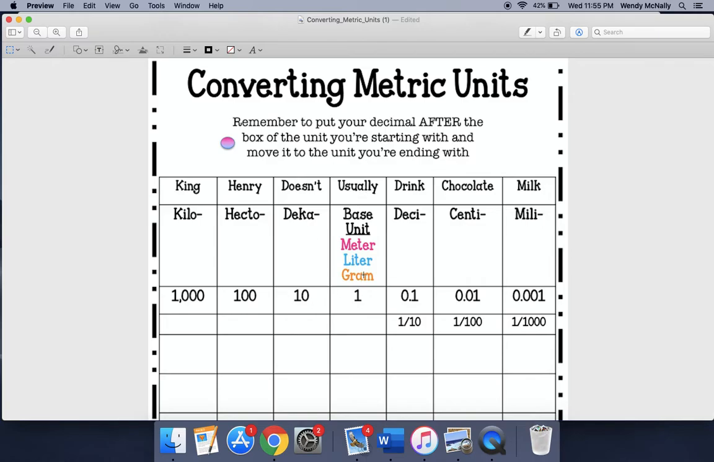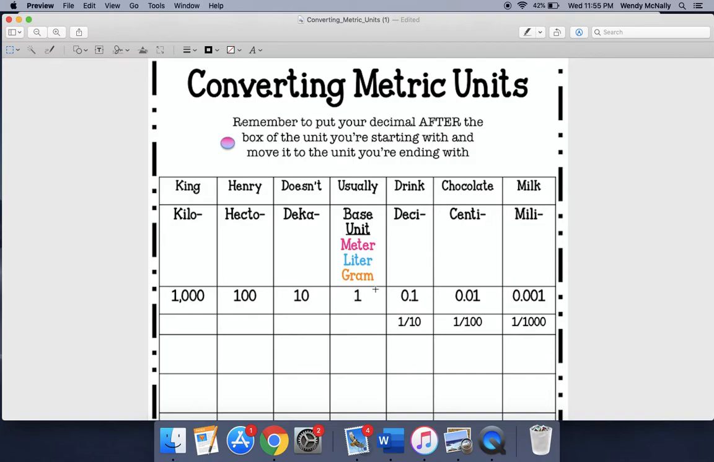And then in the middle here, these are our base units. Usually the U stands for unit. So base units, boys and girls, are the units that everything else will end with. So when you have, for example, a centimeter, meter is your base unit. So meter, liter, and gram are the three base units that we've learned about all this week. Remember, we have our meter, which we use to measure the length of something. We have our liter, which we use to measure the capacity. And then we have our gram, which we use to measure the mass of something.